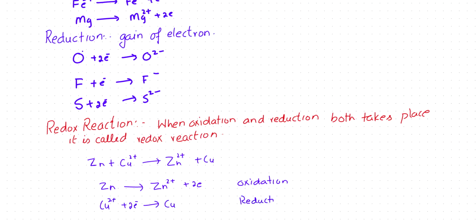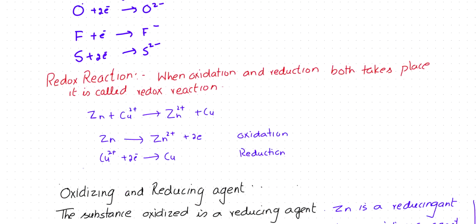And if we add the two reactions, the two electrons on the left side and right side cancel. So we get zinc plus Cu2 plus gives zinc ions and copper. So this is called a redox reaction. It is called redox because one substance is oxidized, zinc is oxidized, and copper ion is reduced. So oxidation and reduction both are taking place in this reaction. Redox means reduction and oxidation.